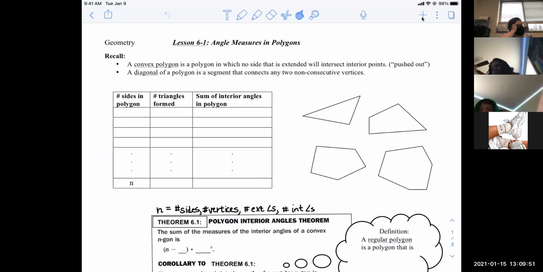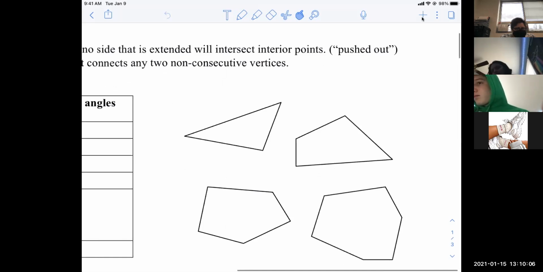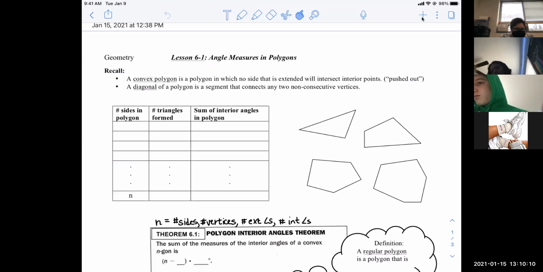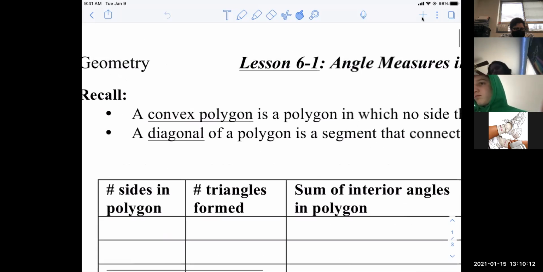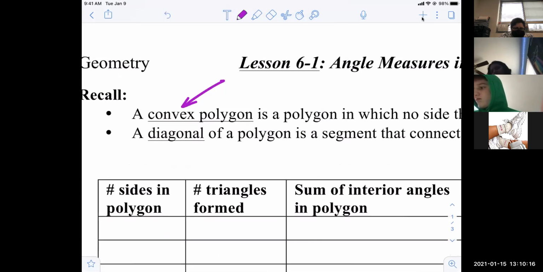A polygon is a shape that's made with segments. It's closed, the segments won't overlap. There are some requirements, but all of the geometry shapes that you think about, triangles, squares, quadrilaterals, pentagons, whatever, those are all polygons. Okay, here's a term we have not talked about, I don't think. A convex polygon.